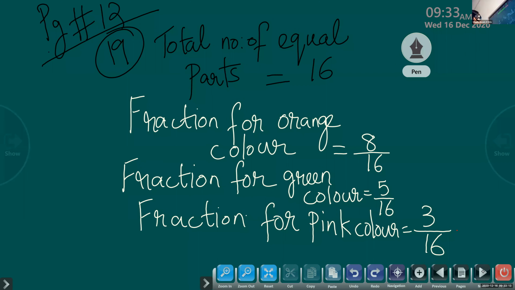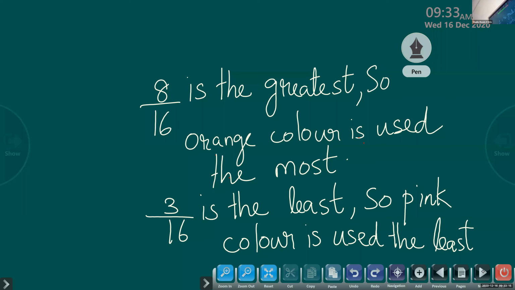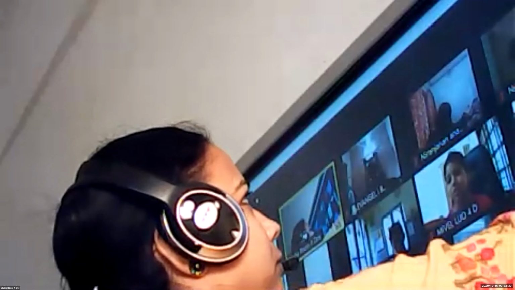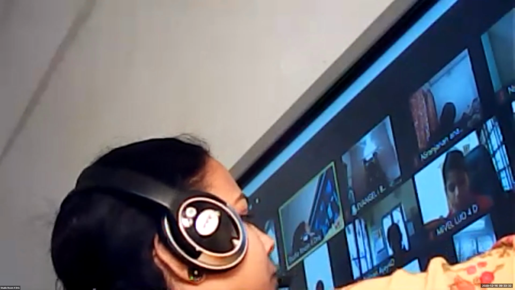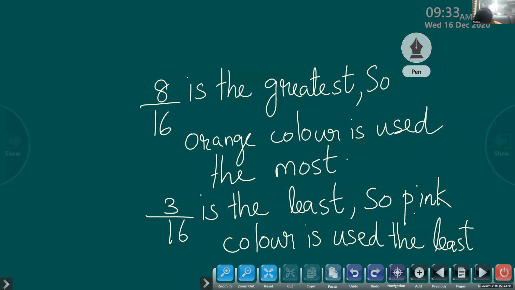Then what do we have to write here? Which is the greatest? So orange color is used the most. 3 by 16 is the least. So same question, question number 20. Angelo, can you read question number 20? Yes, Angelo? The equal parts of a circle are painted in different colors.